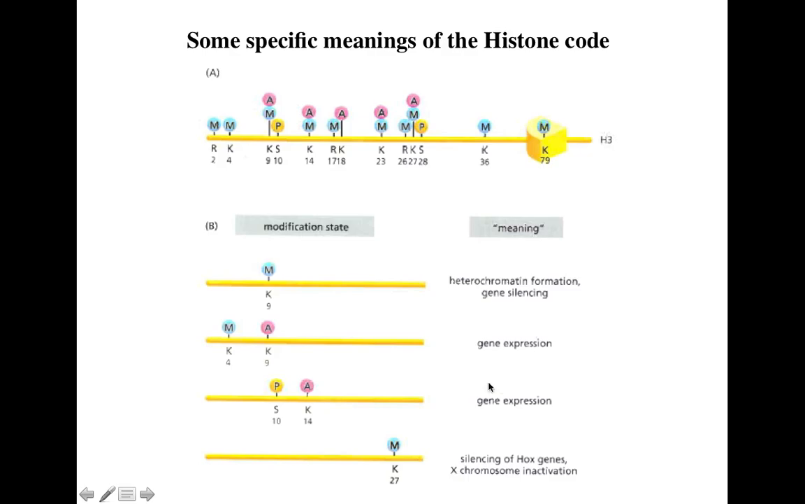A gene can either get expressed, or it can get silenced via heterochromatin formation, or it can get inactivated like in the form of the X chromosome. So how does this take place? Why would a certain pattern on these histone tails have an impact and either lead to gene expression or silencing of a particular gene?